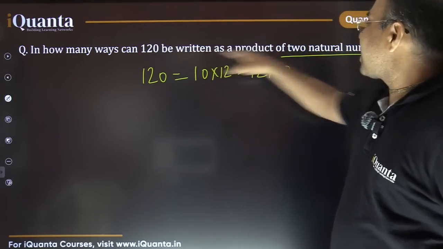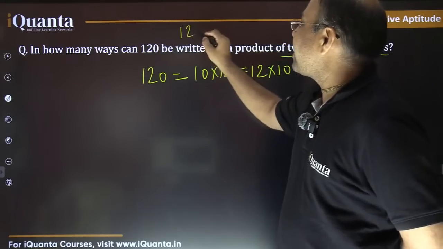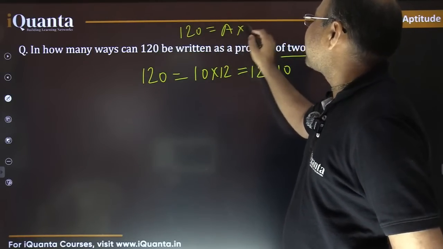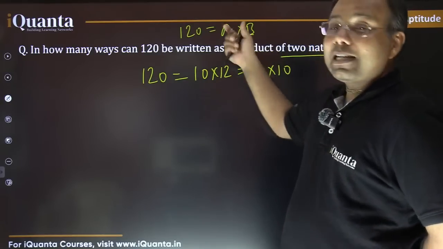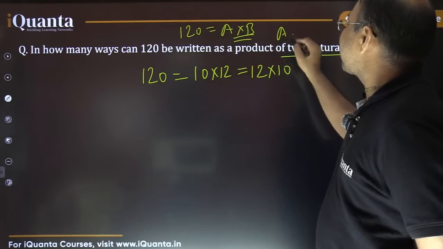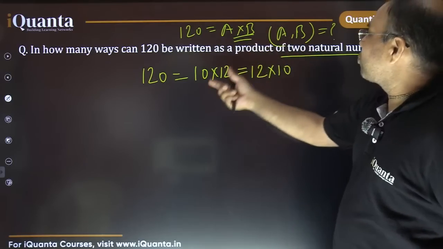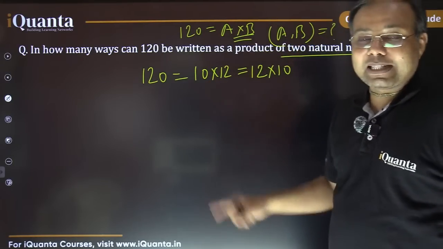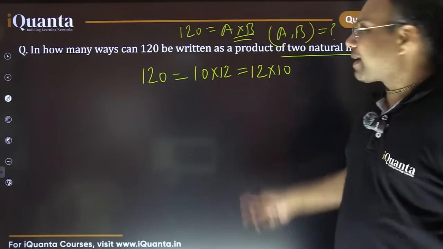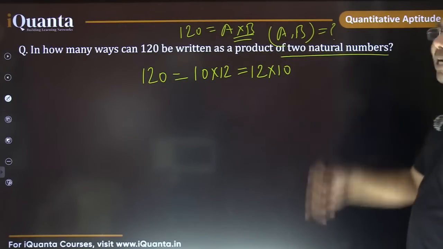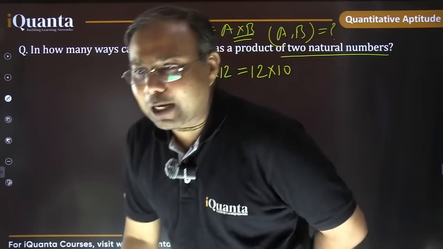अगर यहां पे ऐसा बोला होता कि 120 equals to A into B, and then tell me how many pairs AB are possible. In that case, AB is 10, 12 or 12, 10. That would be different. That is called ordered pairs, right? But right now there is no naming. It is just saying two natural numbers. So don't be confused in that part.